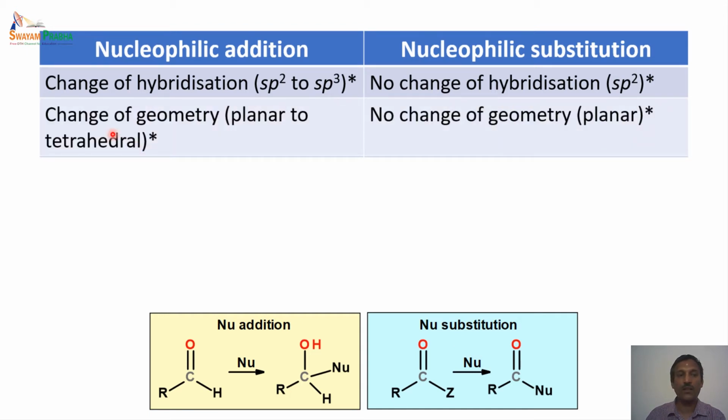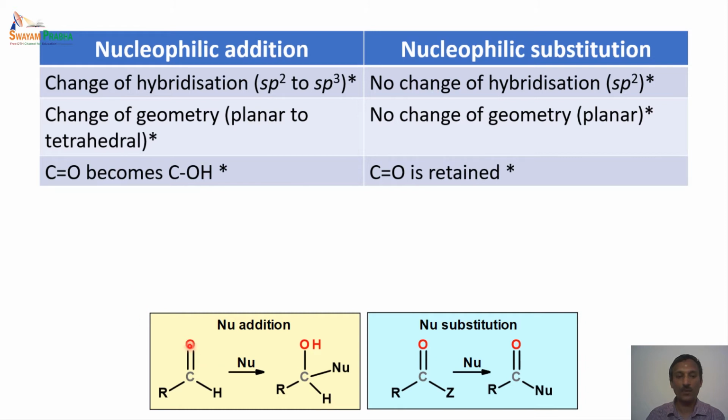As I mentioned, there is a change of geometry from planar to tetrahedral. When it goes from aldehyde or ketone to the nucleophilic addition product, there is a change of geometry. Because of the presence of a small hydrogen group, the change of geometry is accommodative in the case of aldehydes and ketones. In the case of ketone, there is a small alkyl group, so addition is possible in that case also.